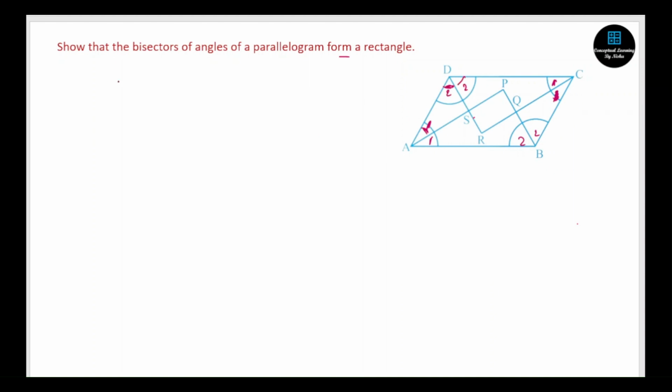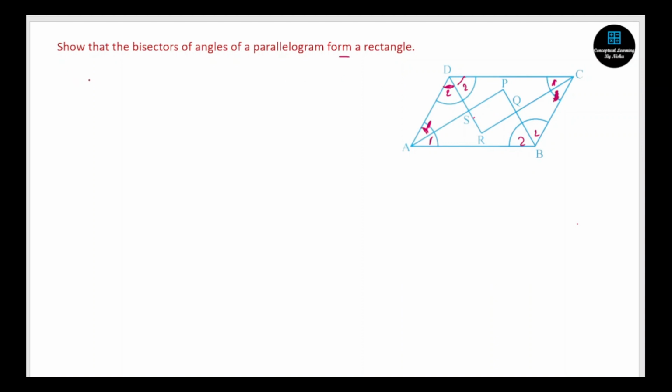Now I am directly writing this. You have to write this just like the previous question: DR is the bisector of angle D, then AP is the bisector of angle A, and so on. Complete what is given to you, and now what do you have to prove? We have to prove that PQRS is a rectangle. So you have to write that. And now directly I am writing the proof.